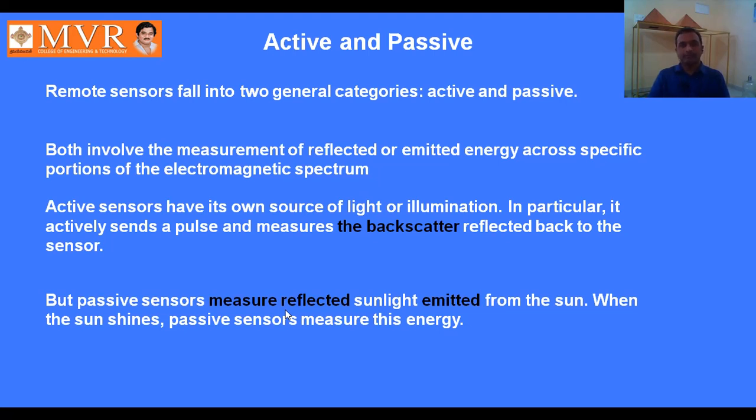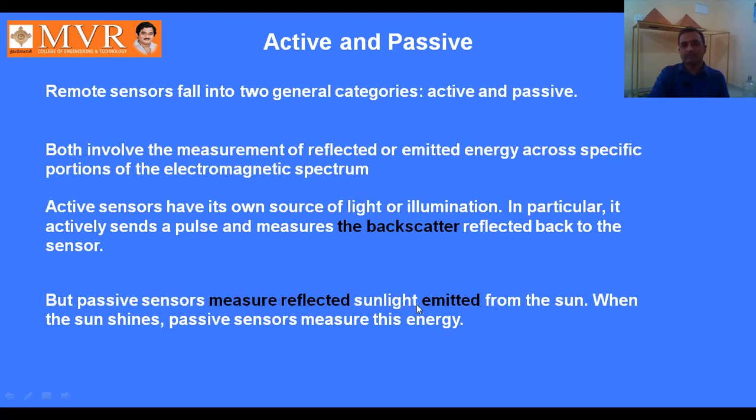What about active? Active sensors have their own source of illumination; in particular, they actively send pulses and measure the backscattered radiation reflected back to the sensor. So, the active sensor has its own source. I will give you an example of this backscattering radiation. See, here is a new terminology, backscattering radiation.